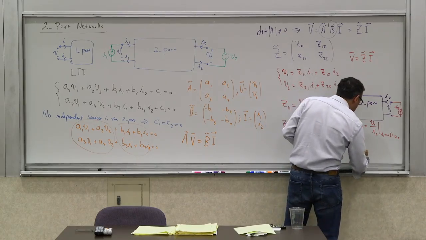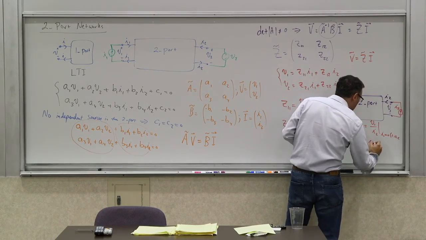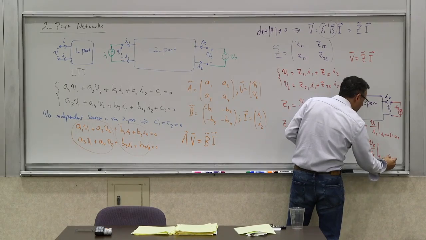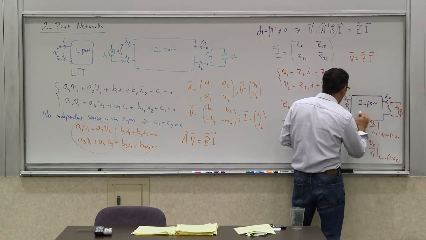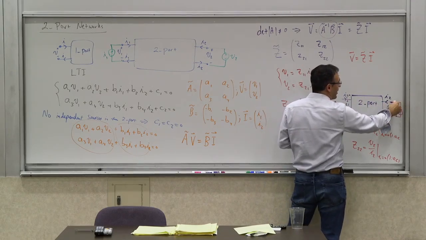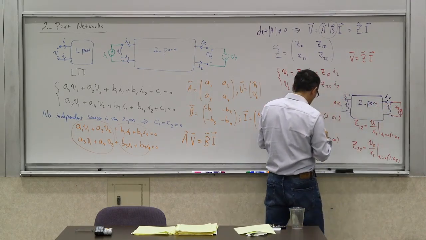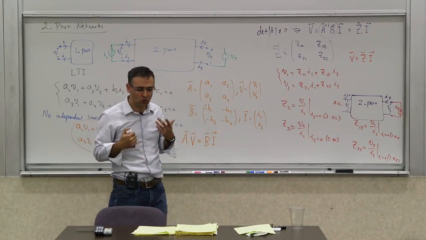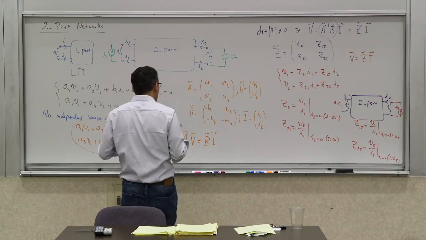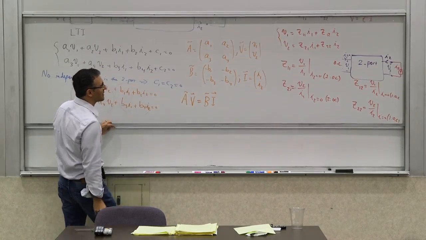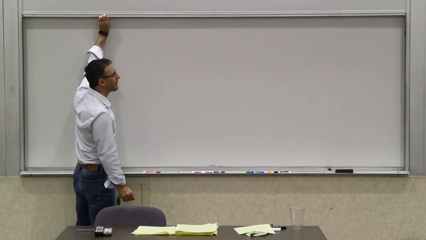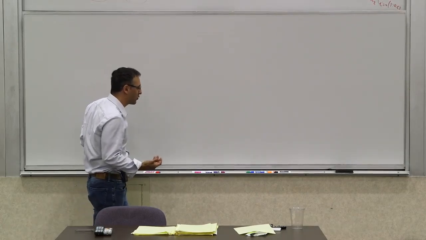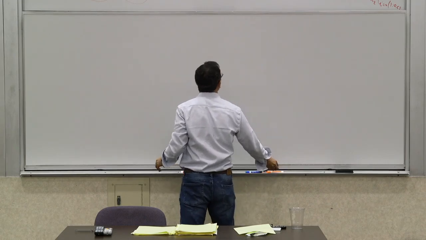And finally, for Z22, you measure V2 over I2 when I1 is 0, which is again the same condition. You keep port 1 open circuited, but this time you apply an I2 and you measure this V2. So when you do these four things, you have completely characterized this two-port network. So what do we do with these things? Well, it means that if you have a black box with a whole bunch of components in it, and you don't know what is inside, you can always characterize it with these four parameters.